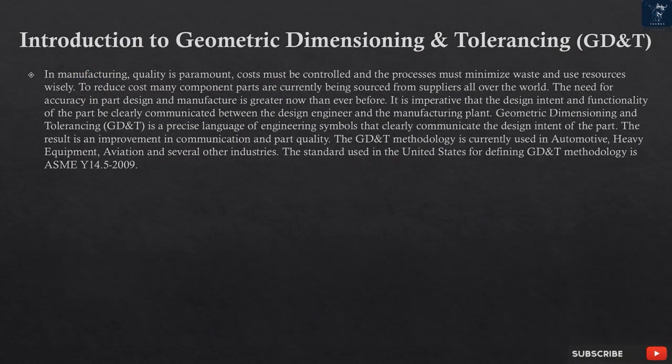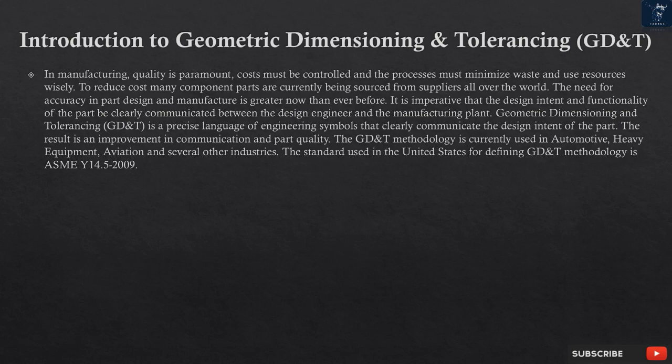Introduction to Geometric Dimensioning and Tolerancing, GD&T. In manufacturing, quality is paramount, costs must be controlled and the processes must minimize waste and use resources wisely. To reduce cost, many component parts are currently being sourced from suppliers all over the world. The need for accuracy in part design and manufacture is greater now than ever before.